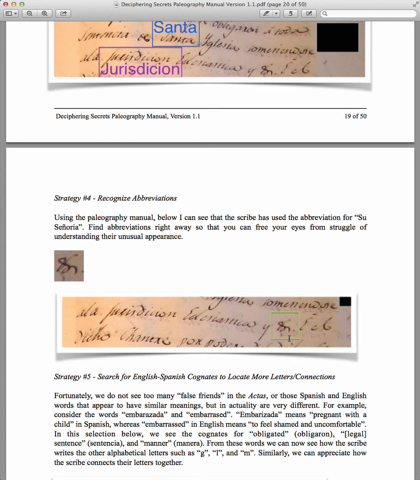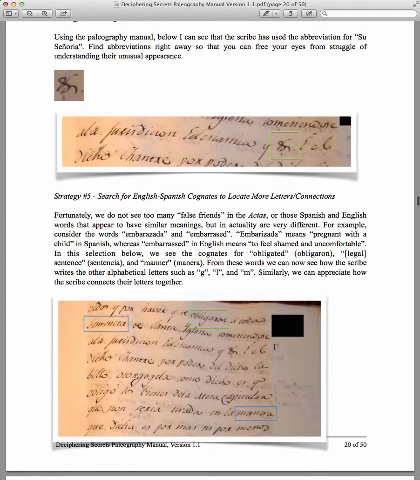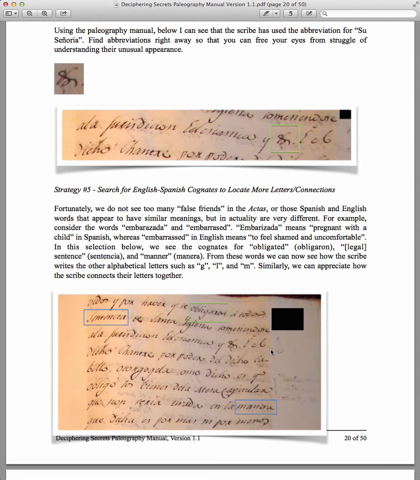In that case, you eliminate those things that are challenging. Next, and we're going to come on to our next two strategies, is a strategy especially for English speakers. It's what I call just searching for English-Spanish cognates, to locate more letters so that you can learn more letters and connections.